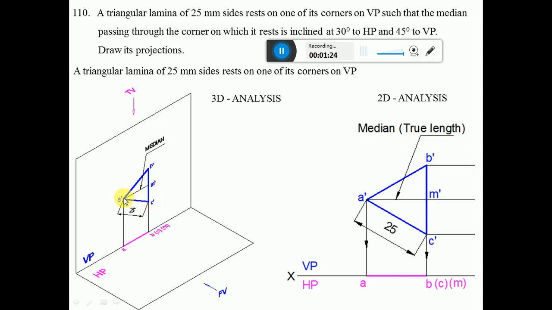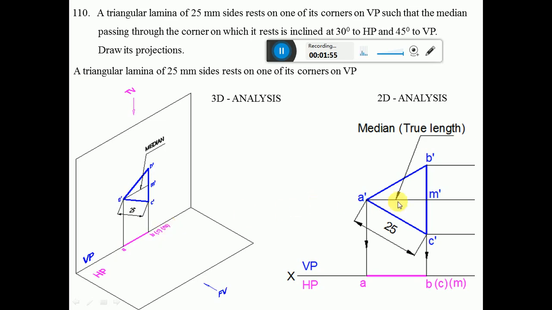And the median, which joins the corner to the opposite side's midpoint, is M dash. So join A dash M dash with a thin line. Here you mark the points as A dash, B dash, C dash and M dash. When you look from the top view, A is near to the observer and B is also near to the observer. So A and B are visible, and C and M are away from the observer, so C and M will be in brackets.